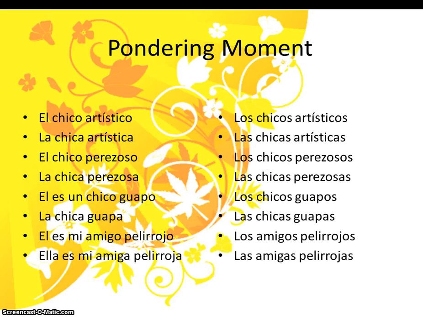Okay, so once again we have a pondering moment. What do you see on the left and what do you see on the right? Okay, on the left they're all singular, meaning one person. And on the right it's plural, many people, right? And you know that from the S's. Okay, many S's here. Singular and plural.